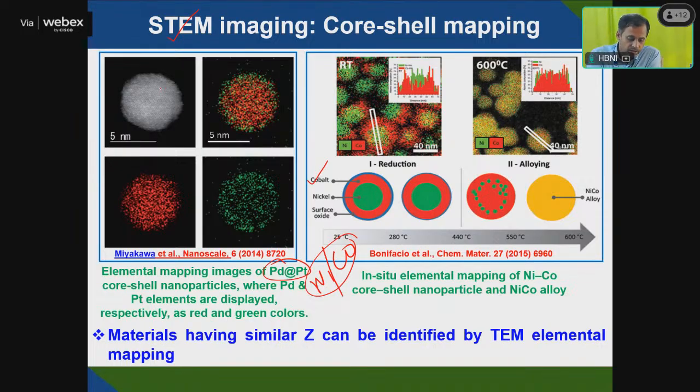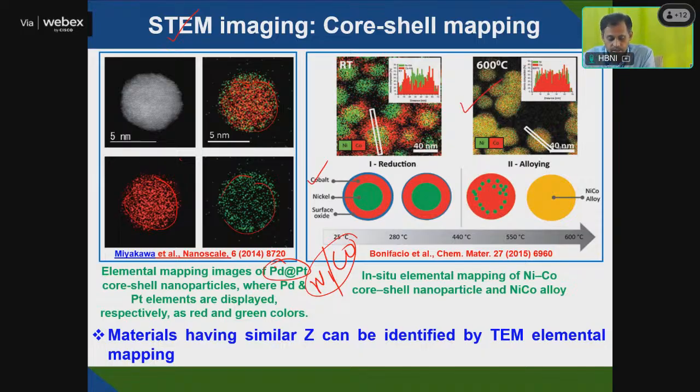You can see here, this is a palladium-platinum elemental mapping image. By using electron mapping, this is how my palladium is mapped, and how platinum is mapped. Then combined, I can see the K alpha distribution of platinum to get that structure.